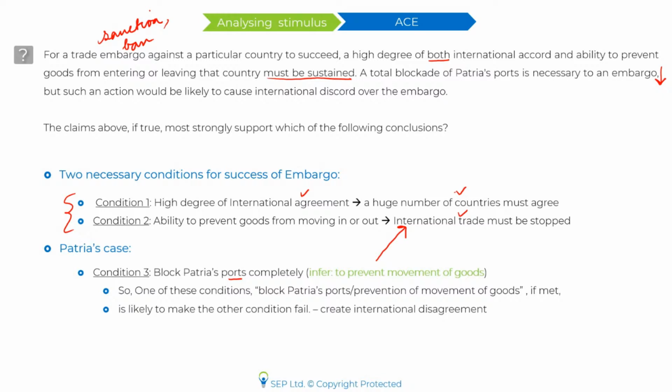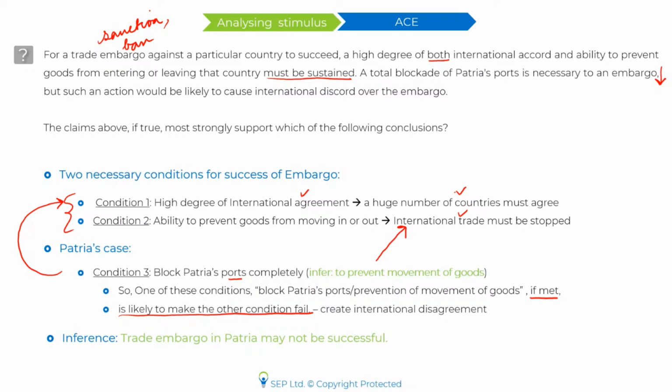Okay. But the next part says such an action would be likely to cause international discord over the embargo. So if one of these conditions, if met, is likely to make the other condition fail. So, the discord is going to break the accord here, correct? Because these are three necessary conditions, even if any one condition breaks down, the outcome won't take place, which means we can infer that trade embargo in Patria may not be successful. All right. In meeting the third condition, the first condition will be broken. Therefore, trade embargo against Patria may not be successful.